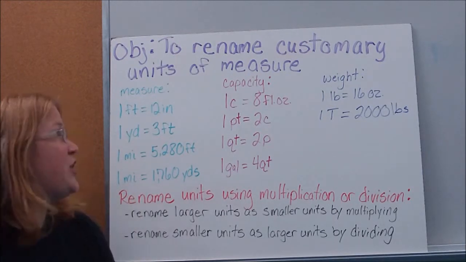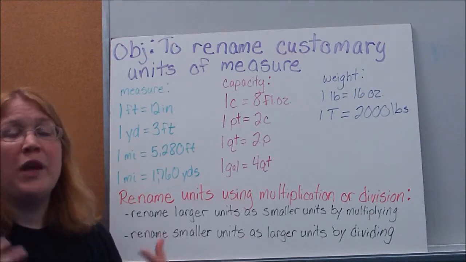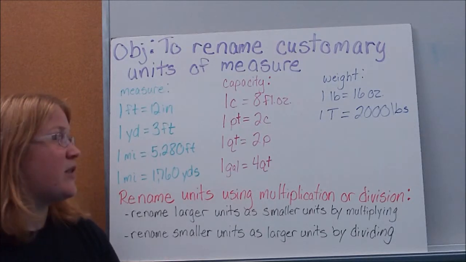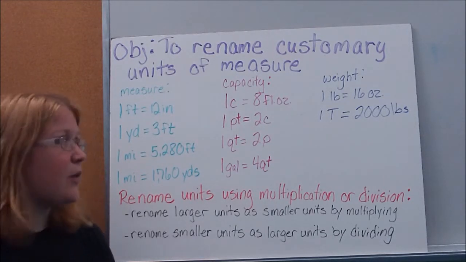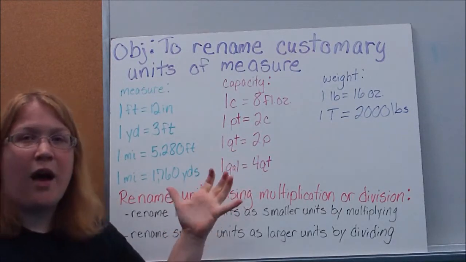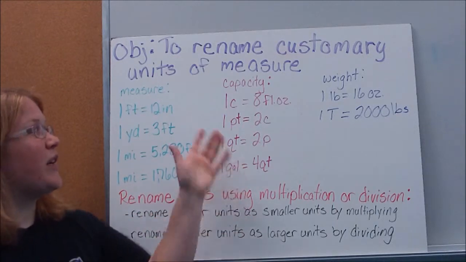1 foot is 12 inches, 1 yard is 3 feet. Those ones you probably know. You may or may not know the conversion for a mile. A mile is 5,280 feet. Okay? Those ones we're pretty familiar with. The capacity ones, not always are we real familiar with this. So we're going to go over those ones.